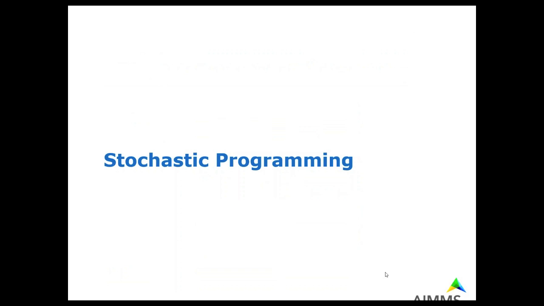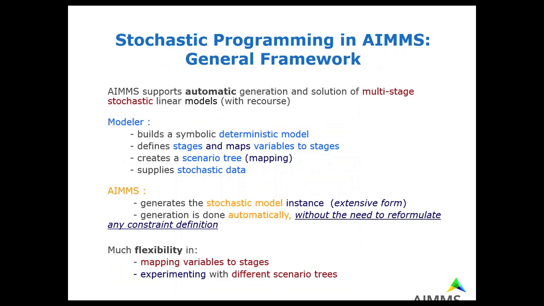So, as I mentioned, stochastic programming is another technique that can be used for dealing with uncertainty in an optimization model. And besides the possibility of explicitly modeling all constraints using an additional scenario index, in AIMMS we have introduced an automatic model generation for stochastic programming. This means that the modeler only builds a symbolic deterministic model, defines the stages of the decision problem, and then maps the variables to different stages. So the decisions that have to be made will belong to different stages corresponding to the decision problem. And then the modeler creates a scenario tree and supplies the stochastic data. This is what the modeler needs to do.